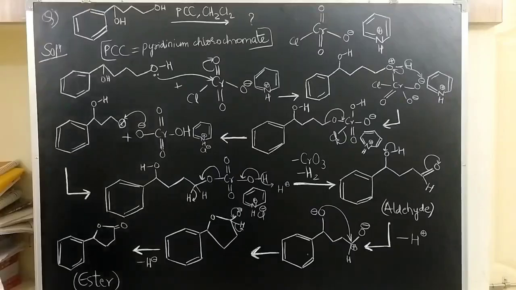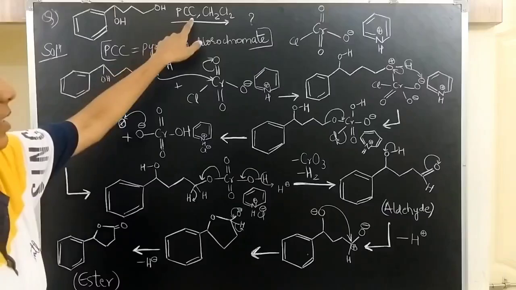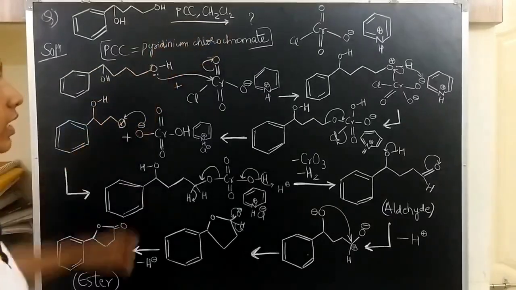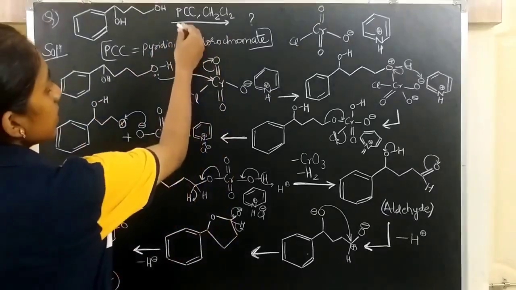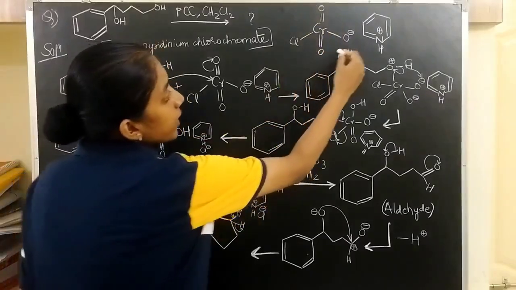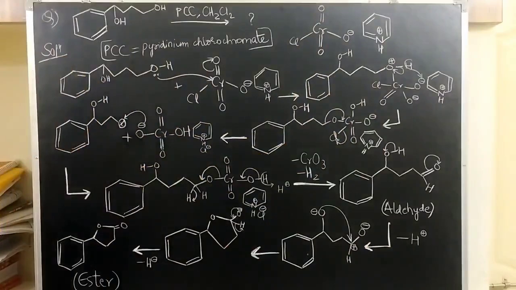So now we'll see the next question. Here the reactant is undergoing oxidation with PCC in the presence of CH2Cl2, that is dichloromethane. So what is this PCC? Pyridinium chlorochromate. This is the structure of pyridinium chlorochromate. Now we'll see the mechanism for this reaction.